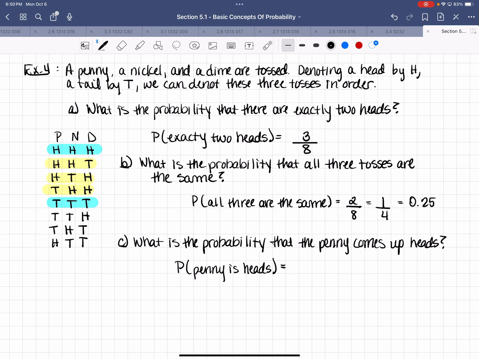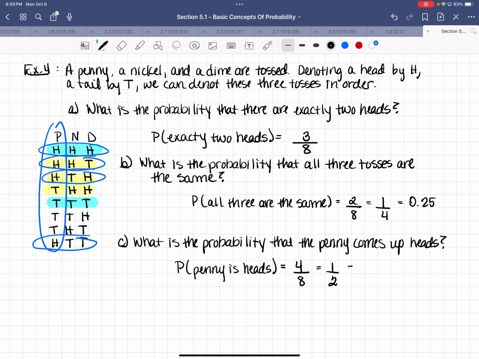Let me, what color? I'll put a little star by it. Okay? So penny's heads, I'll circle it. There's 1, penny's heads 2, penny's heads 3, and penny's heads 4, right? You're looking where the penny is a head. Doesn't matter about nickel and dime. They can be whoever. But you want penny as heads. That's going to give me 4 out of my total, which was 8. So that's just 1/2, right? Or 0.5.